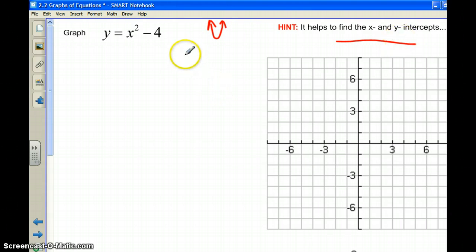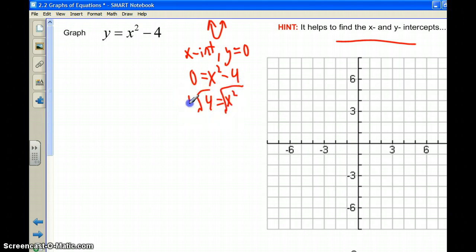To find the x-intercept, you probably know, because you've found this before, you plug in y equals 0. So if y is 0, you say 0 equals x squared minus 4. So 4 equals x squared. Take the square root of both sides. Don't forget, plus or minus, you get plus or minus 2 equals x. So my x-intercepts are at -2 and positive 2 on the x-axis.